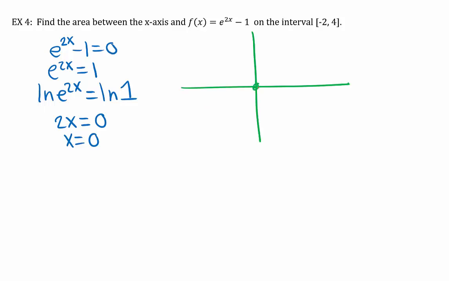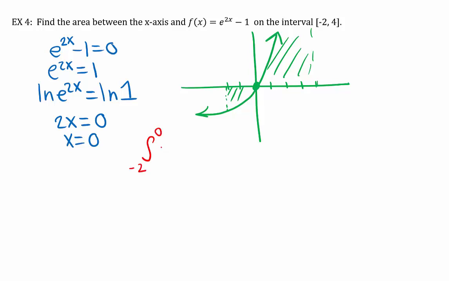So this function crosses the x-axis at 0. It's an exponential function, so it's increasing, and the graph looks something like this. I want to find the area between this function and the x-axis from negative 2 to 4. I'm going to have to do this as two separate integrals as well. I'm going to start with the region that's below the x-axis, so that's negative 2 to 0.